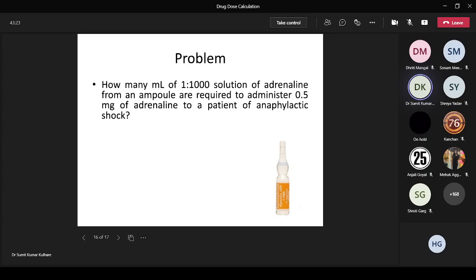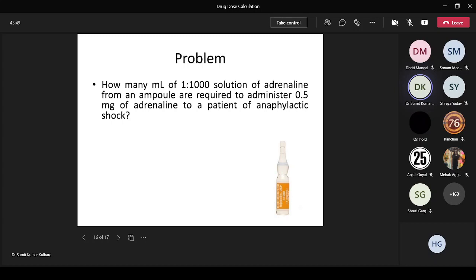It comes in a vial. Sorry, this is an ampule. An ampule is a small solid glass bottle, and it is single use. Once you break it off, you cannot seal it again. Usually it carries a single dose, and the concentration will be mentioned here. So it comes as a 1:1000 solution.